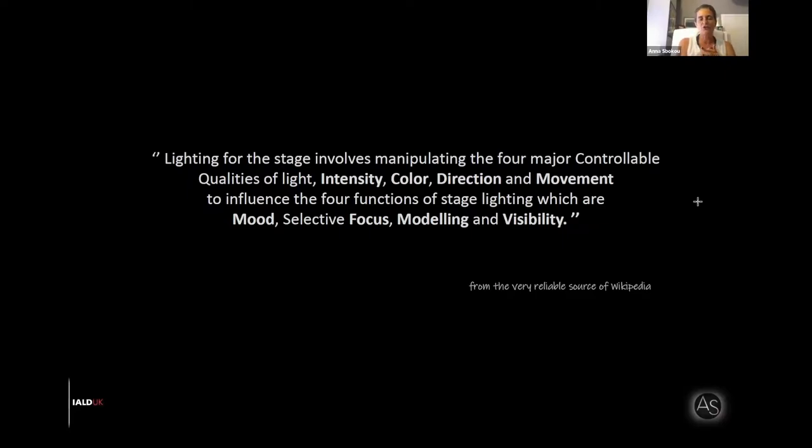So just to get started with the common ground, because before we start with the differences, this is the definition of stage lighting, right? So according to lovely Wikipedia, which we for some reason trust, lighting for stage involves manipulating the four major controllable qualities of light: intensity, color, direction, and movement, in order to influence the four functions for stage lighting, which are mood, selective focus, modeling, and visibility. So you see that this basic rule of stage lighting, in theory, applies in architectural lighting as well, right?